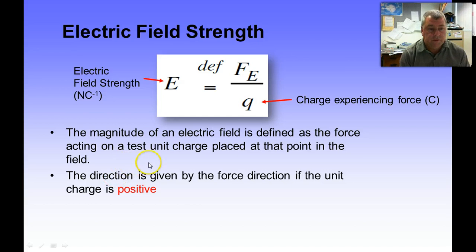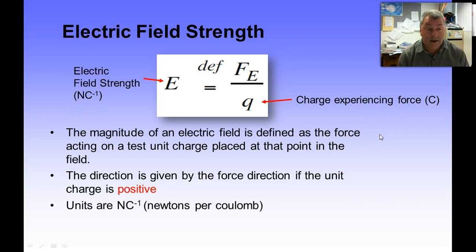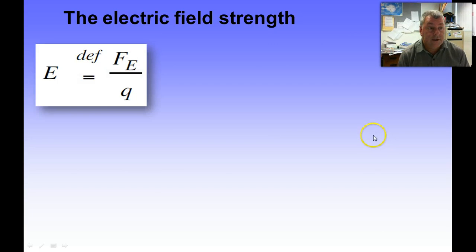So the direction is given by the force direction if the unit charge is positive. So if our imaginary test charge is positive, that's the direction we would give to the electric field strength. And the units are newton coulombs, or newtons per coulomb. Electric field strength, there's our equation.